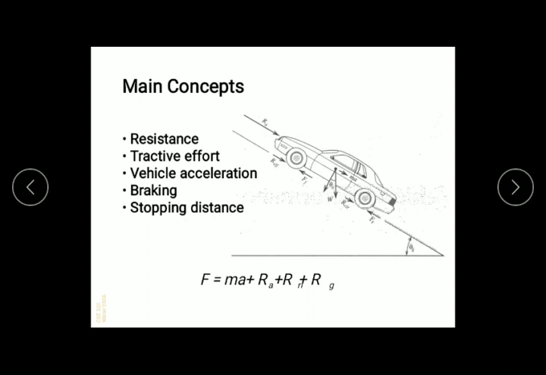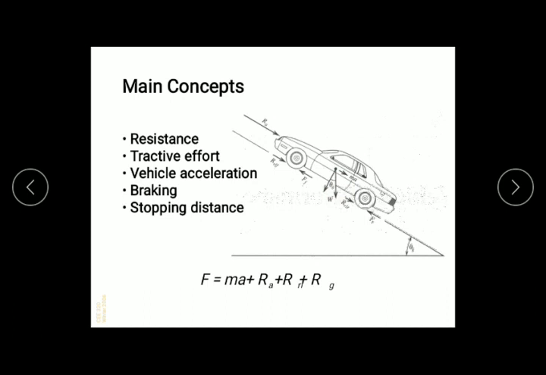To get the main concept, consider a car which is traveling on a road surface at an angle theta. The car is moving on a slope having angle theta. Then the various forces acting on the car are: the self weight of the car, W, which is acting in the vertical downward direction.